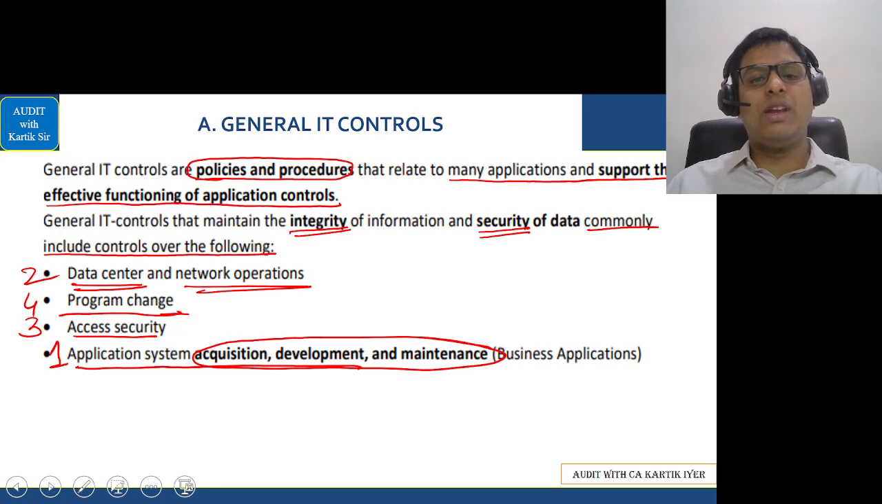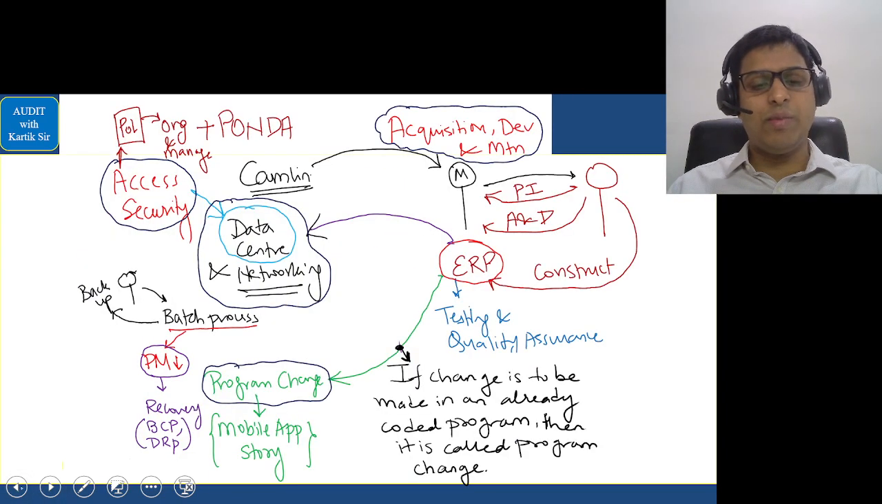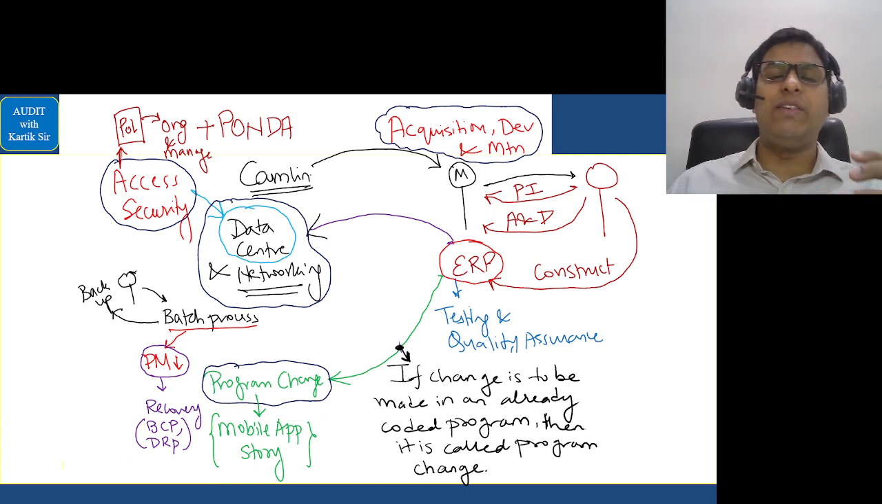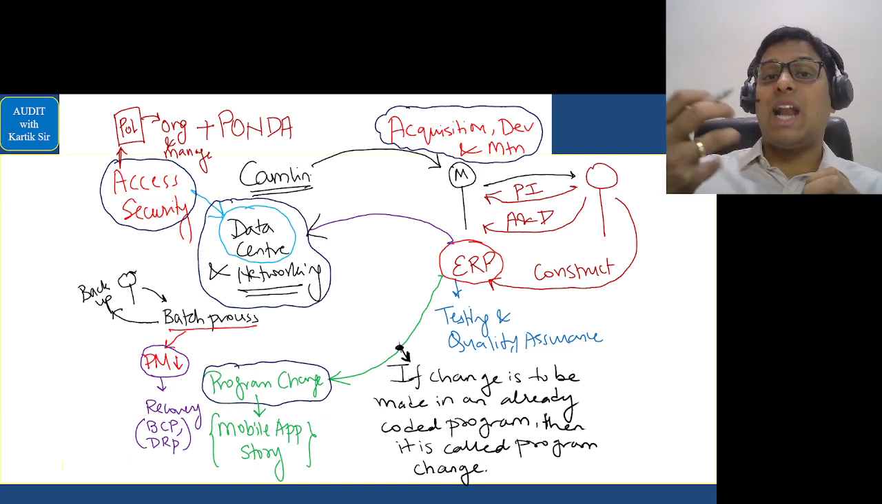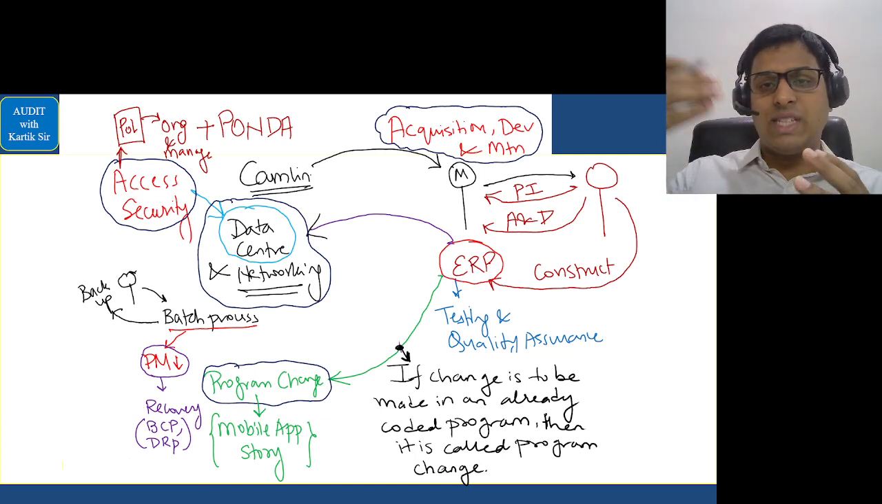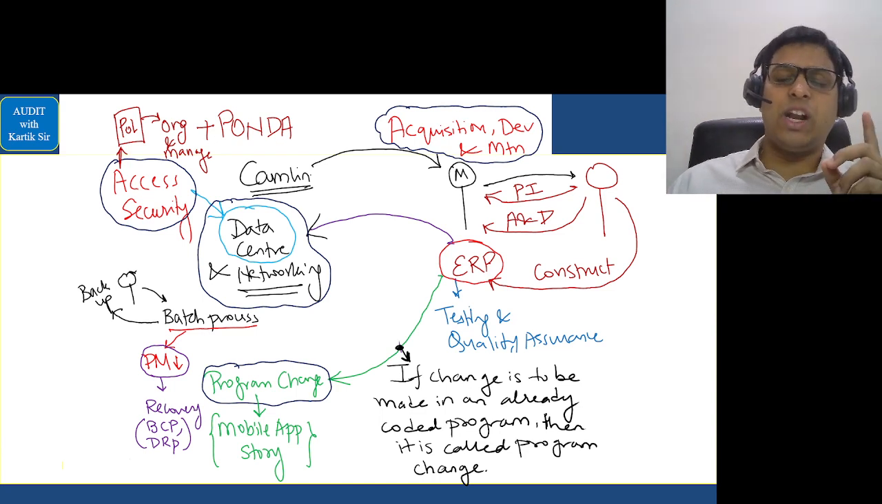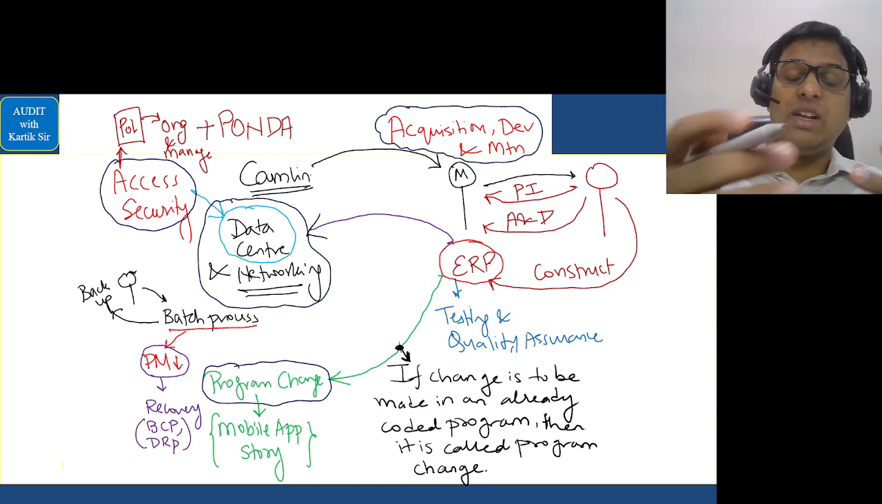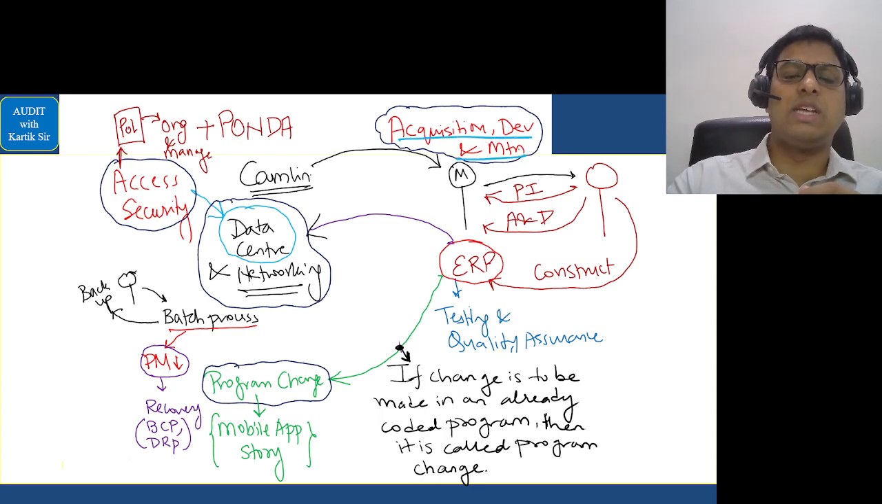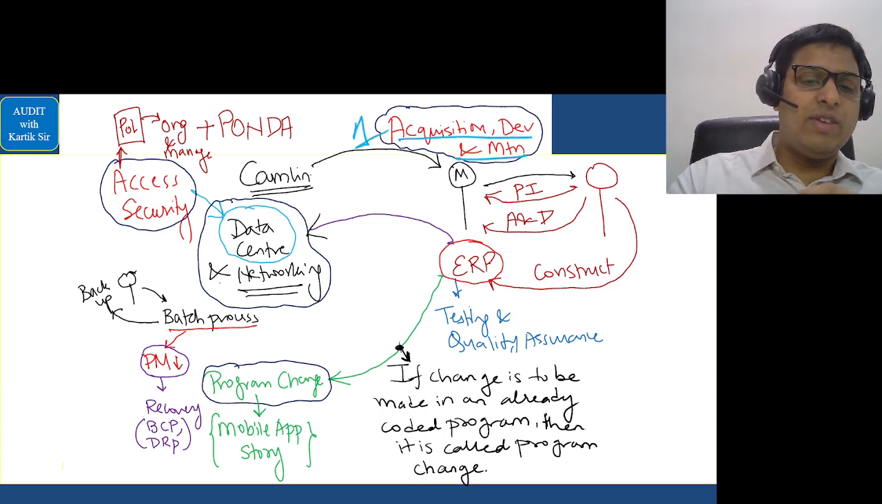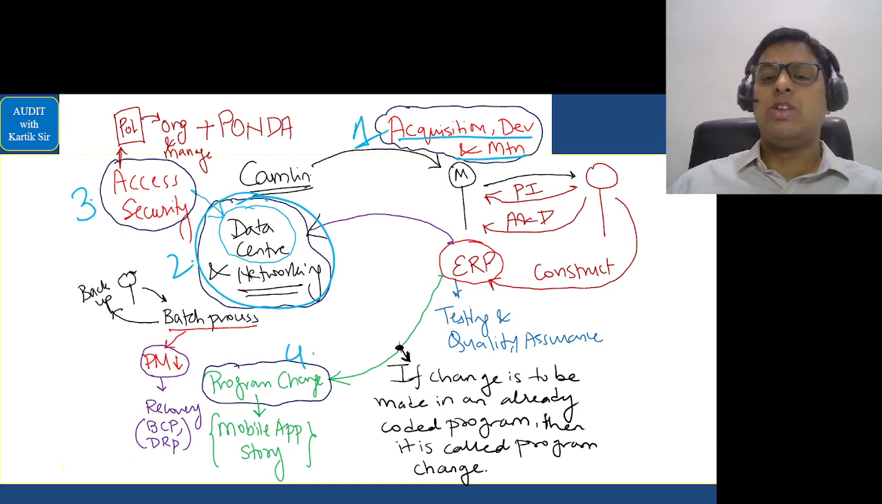Now here, I'll take you to the main answer, that is basically this. In this we had done the activities that are there in general IT control. So in general IT control, what all activities are there in place? The first activity in my flow was acquisition, development and maintenance. That is number one. The second activity we did was data center and networking. The third activity we did was access security, and the fourth one was program change. Okay, so let's do this one by one.